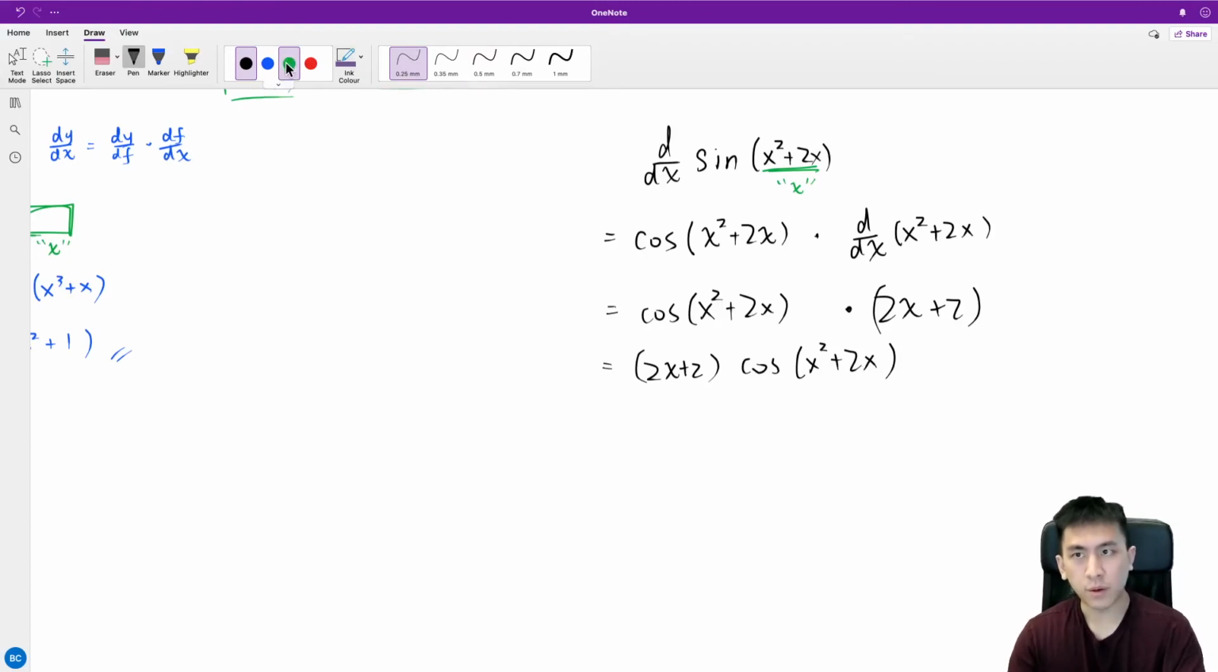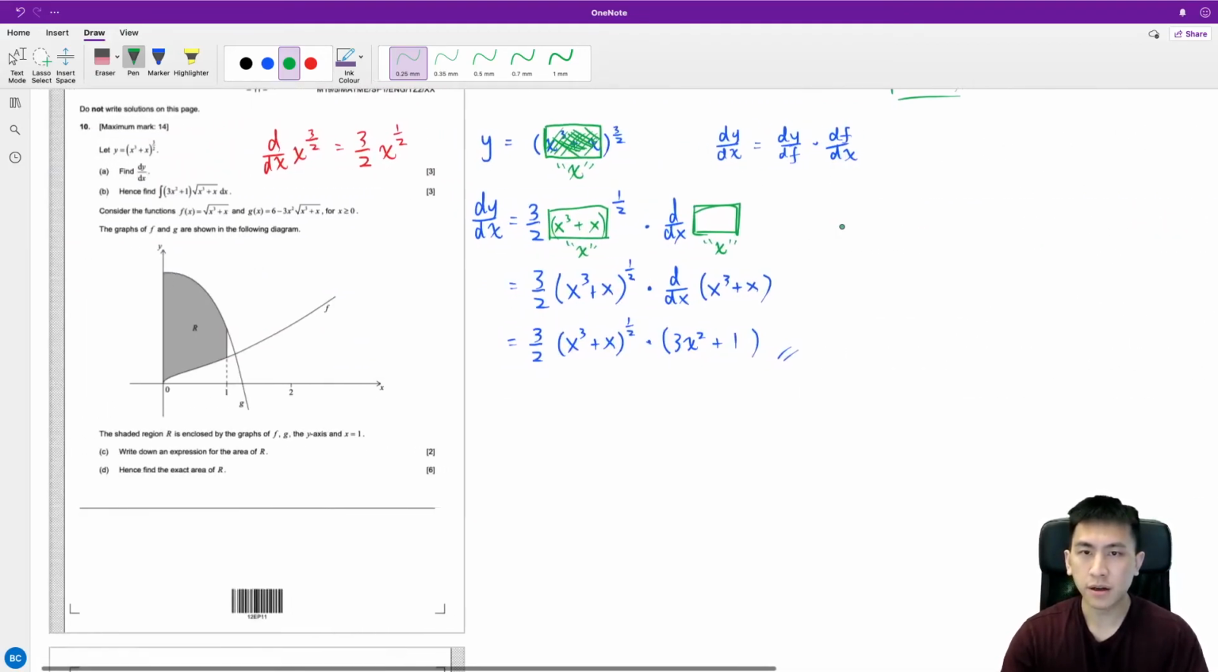So remember, the way to do it is pretend that something is just an x and differentiate it, and then simply compensate by using this trick. You've got to compensate by differentiating whatever you have just pretended to be your x. That's it, all right? So let me go back to here.